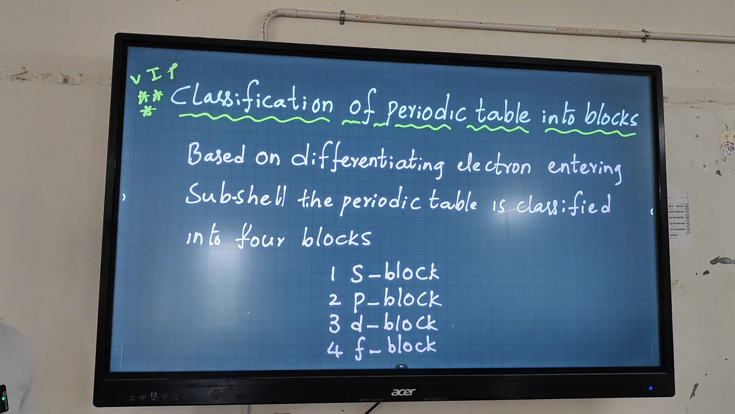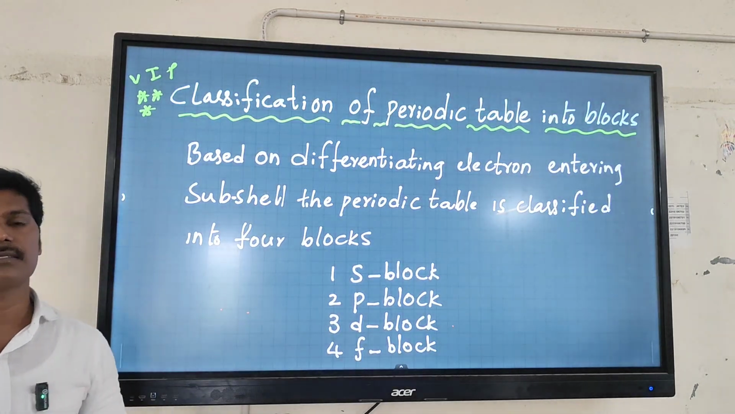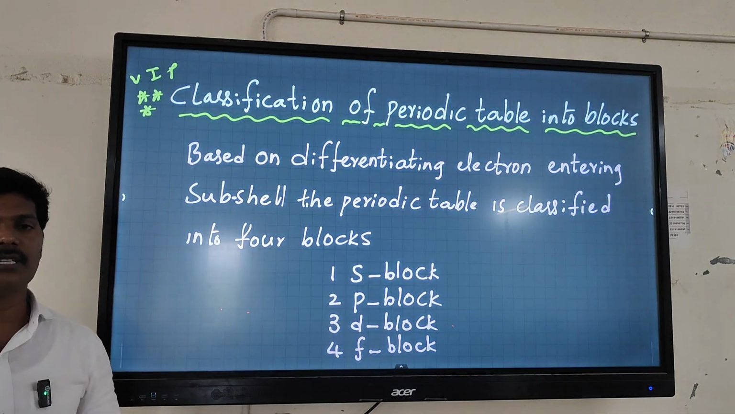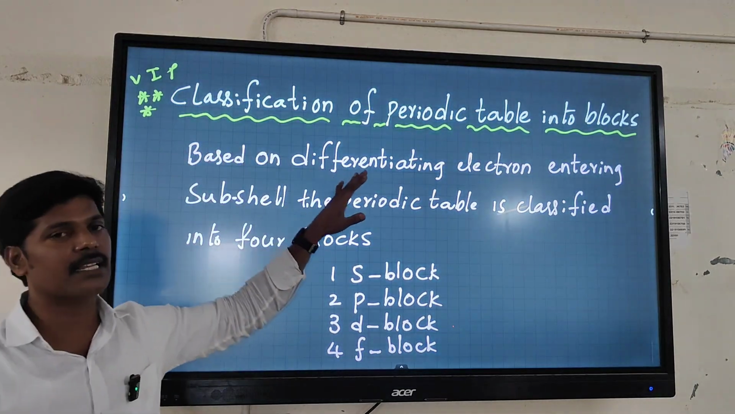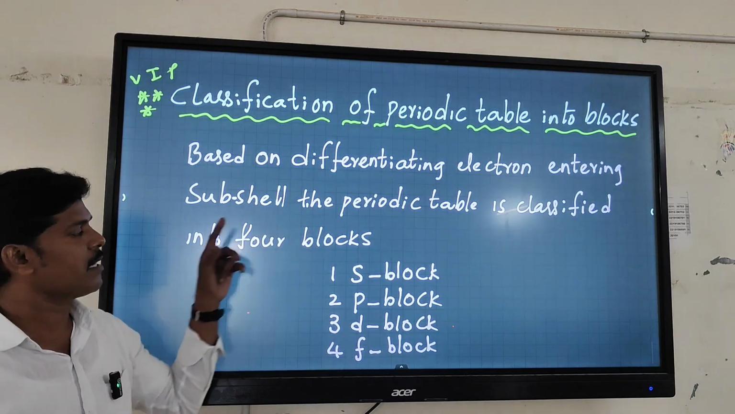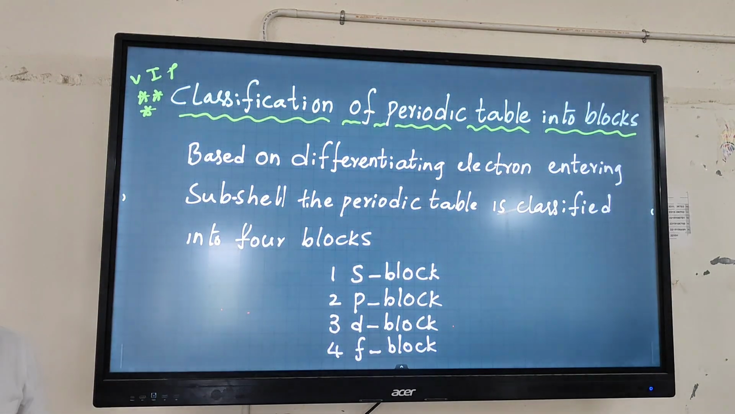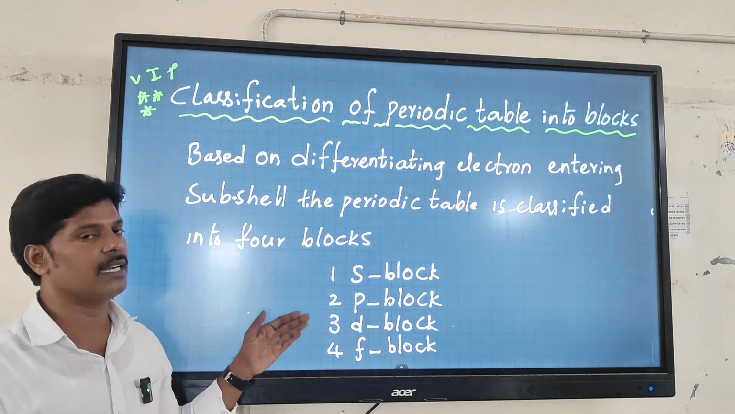Dear students, today I am going to explain classification of the periodic table into blocks. This is a very important question for 4 marks. Based on the differentiating electron entering subshell, the periodic table is classified into 4 blocks. What are the blocks? S block, P block, D block and F block elements.